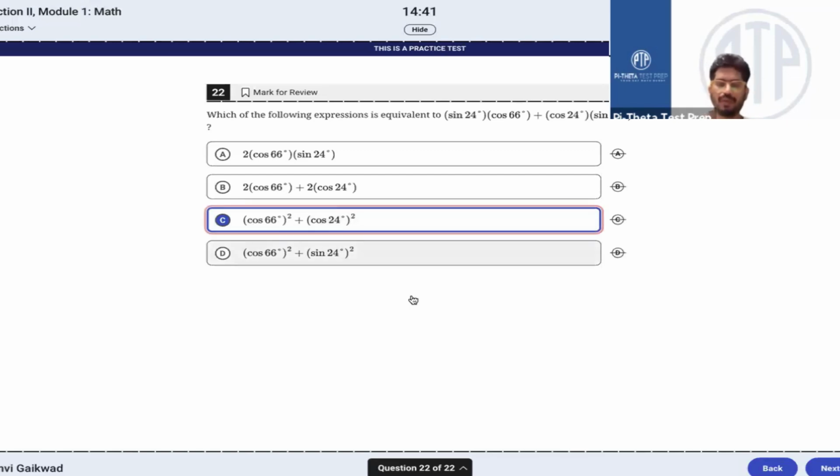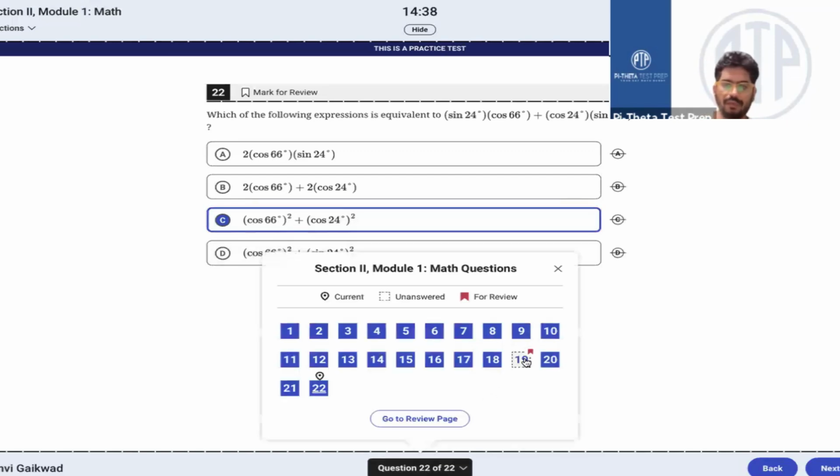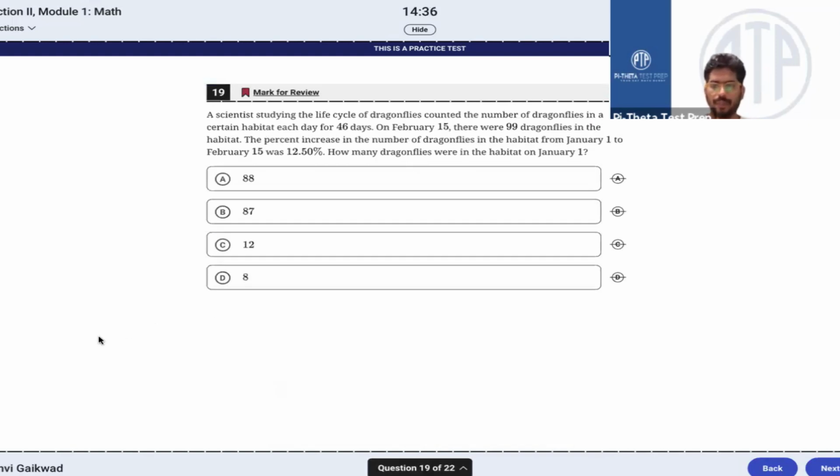Now, this was your model number one. We have one question left from model number one. We'll go there and then we'll go to model number two, which is a harder model.